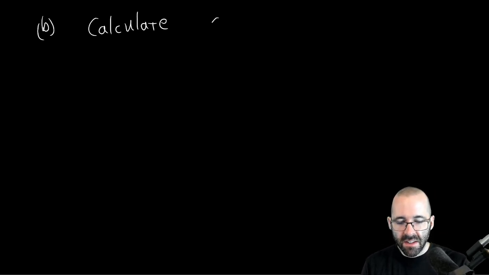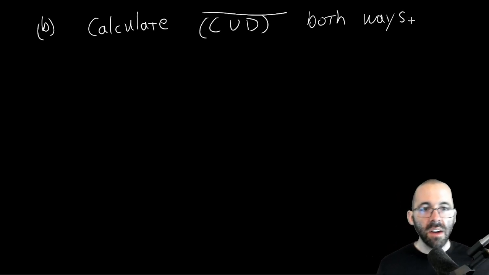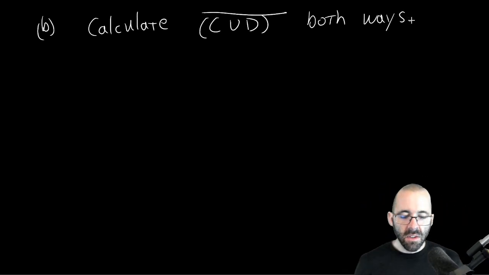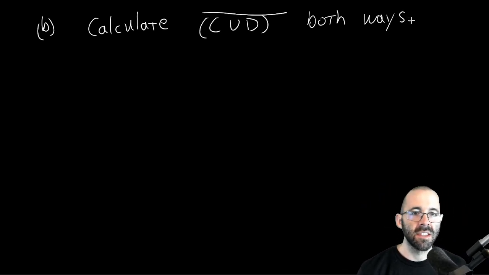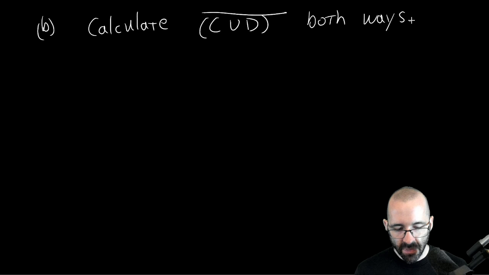I want you to calculate the complement of C union D both ways, with and without De Morgan's laws. So pause the video, do that out. And then again, you can skip forward to see if we get the same answer, or you can stick around for the walkthrough. But again, there's two ways of doing this. There's the way of doing it directly.